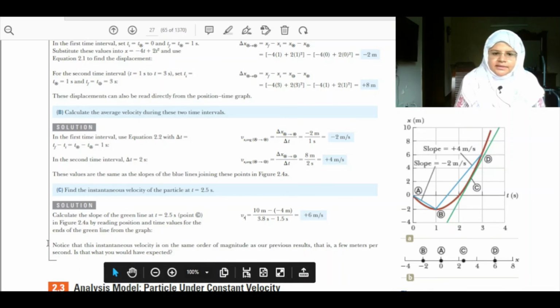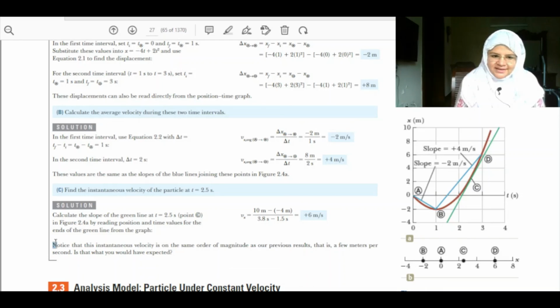Notice that the instantaneous velocity is on the same order of magnitude as our previous result, that is, a few meters per second. Is that what you would have expected?